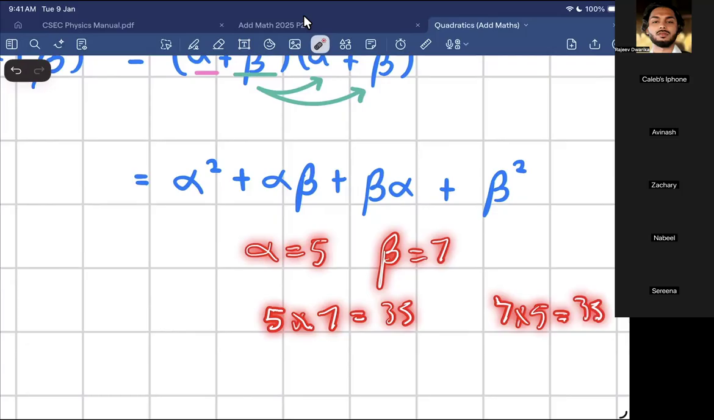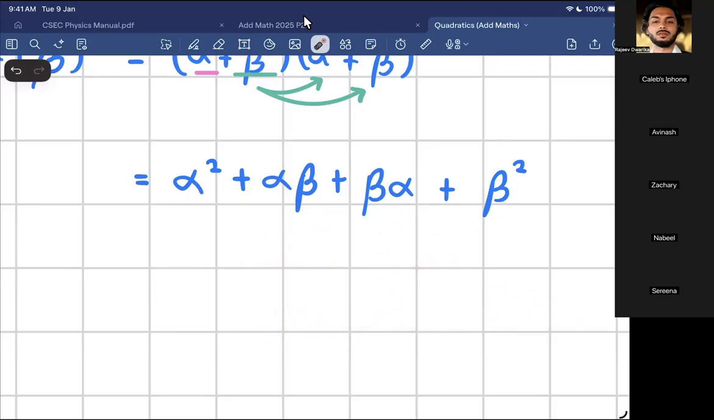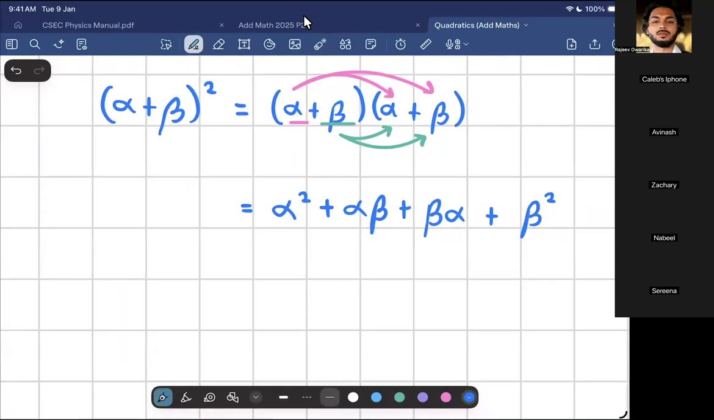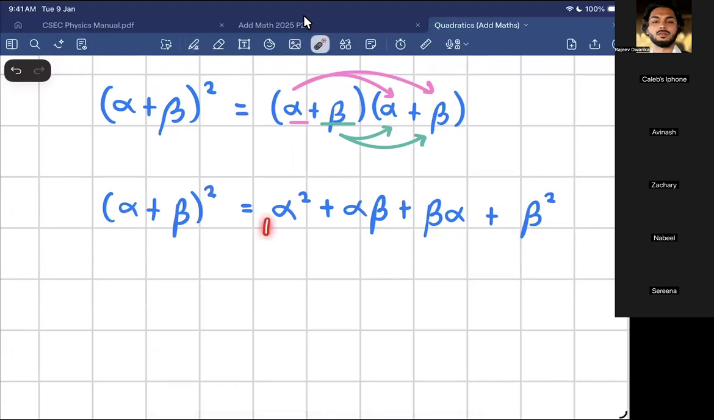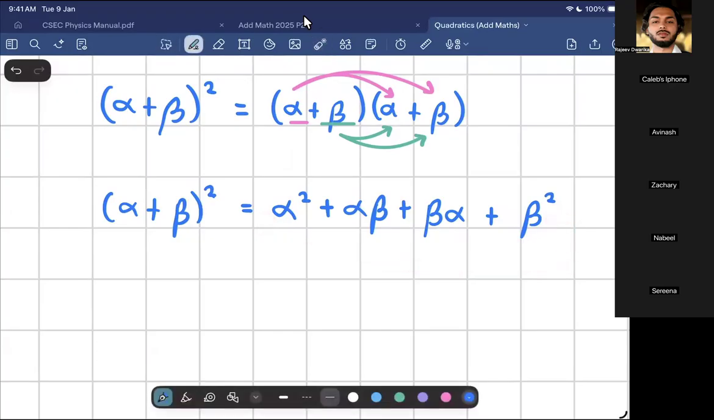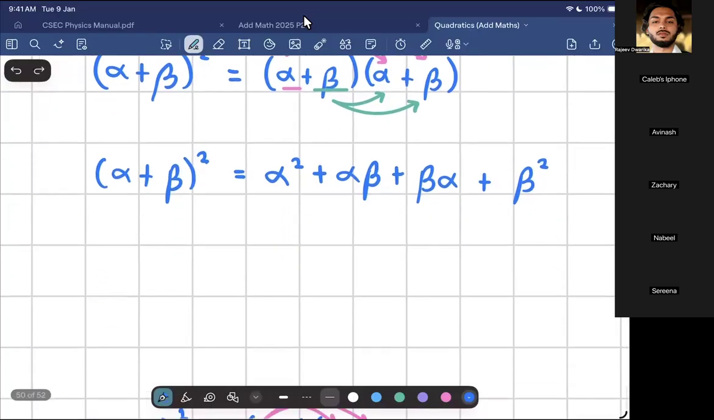Because multiplication is what? Anybody know? What is multiplication? Serena, you know? Commutative, yeah. Right. So Nabil, let's observe what we're going to write in the next line. This whole thing was what alpha plus beta squared is. Do you understand that this is actually what alpha plus beta squared is equal to? It's not just alpha squared plus beta squared. It is actually this entire thing.